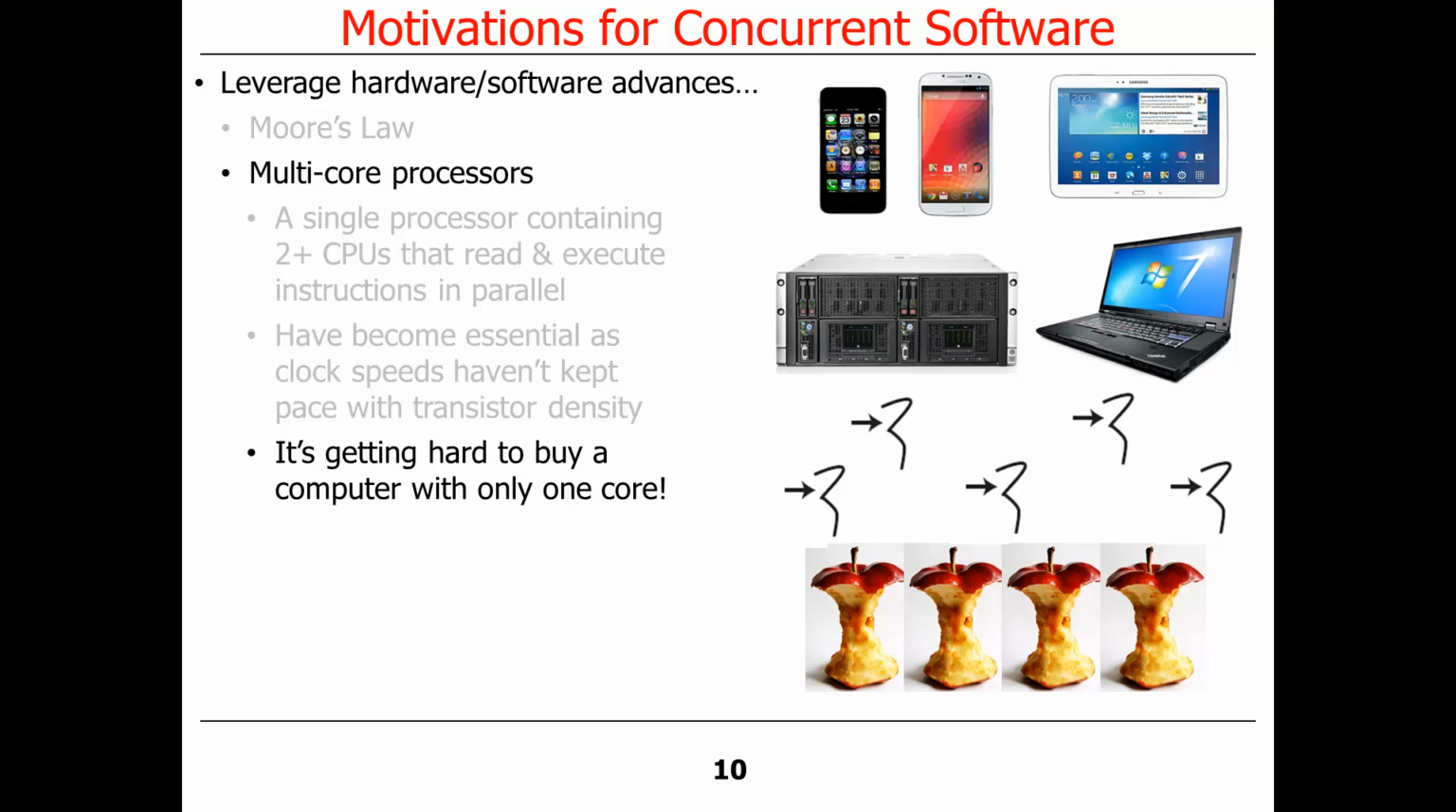So as a consequence of all this, what people are doing with all of those extra transistors is they're making more cores on the same chipset, and those cores, of course, can run in parallel. So you're basically getting a multiprocessor on a chip. And it's gotten to the point now where it's getting hard to buy a single core device, right?